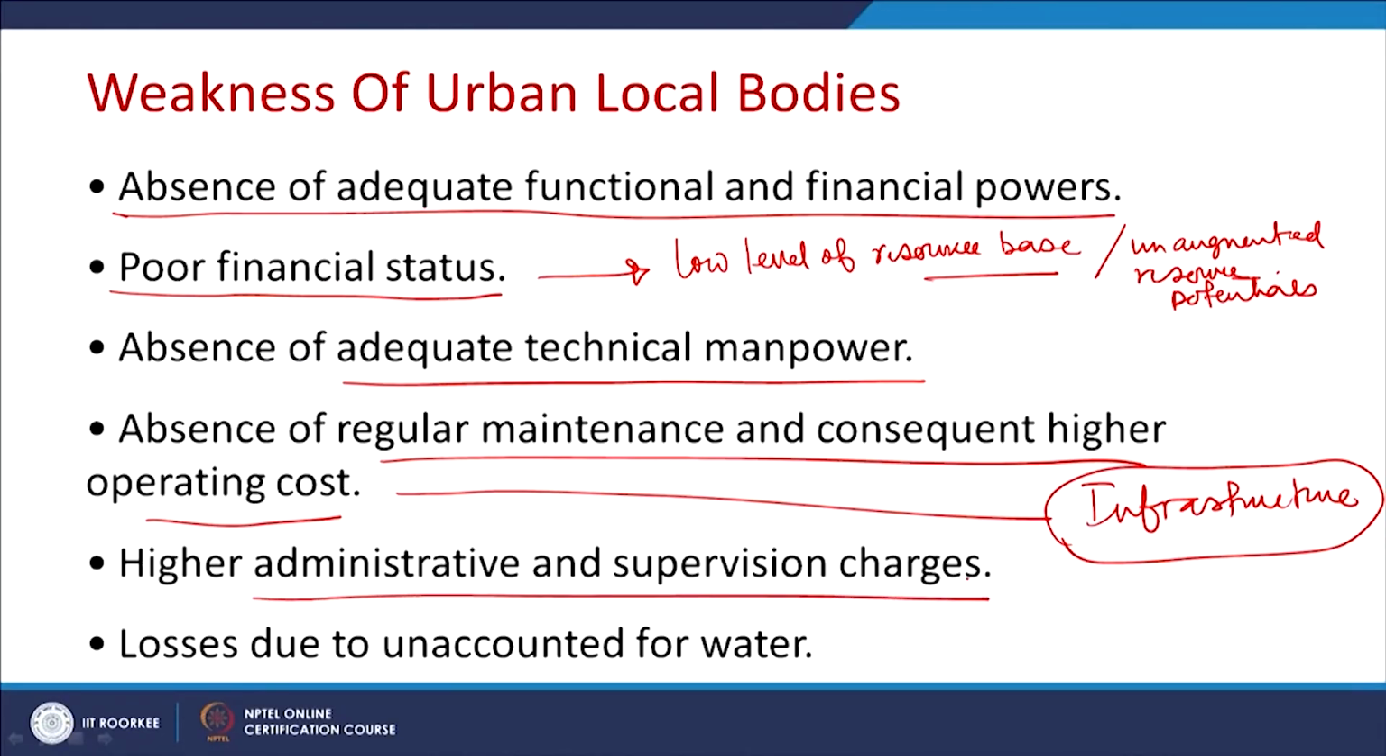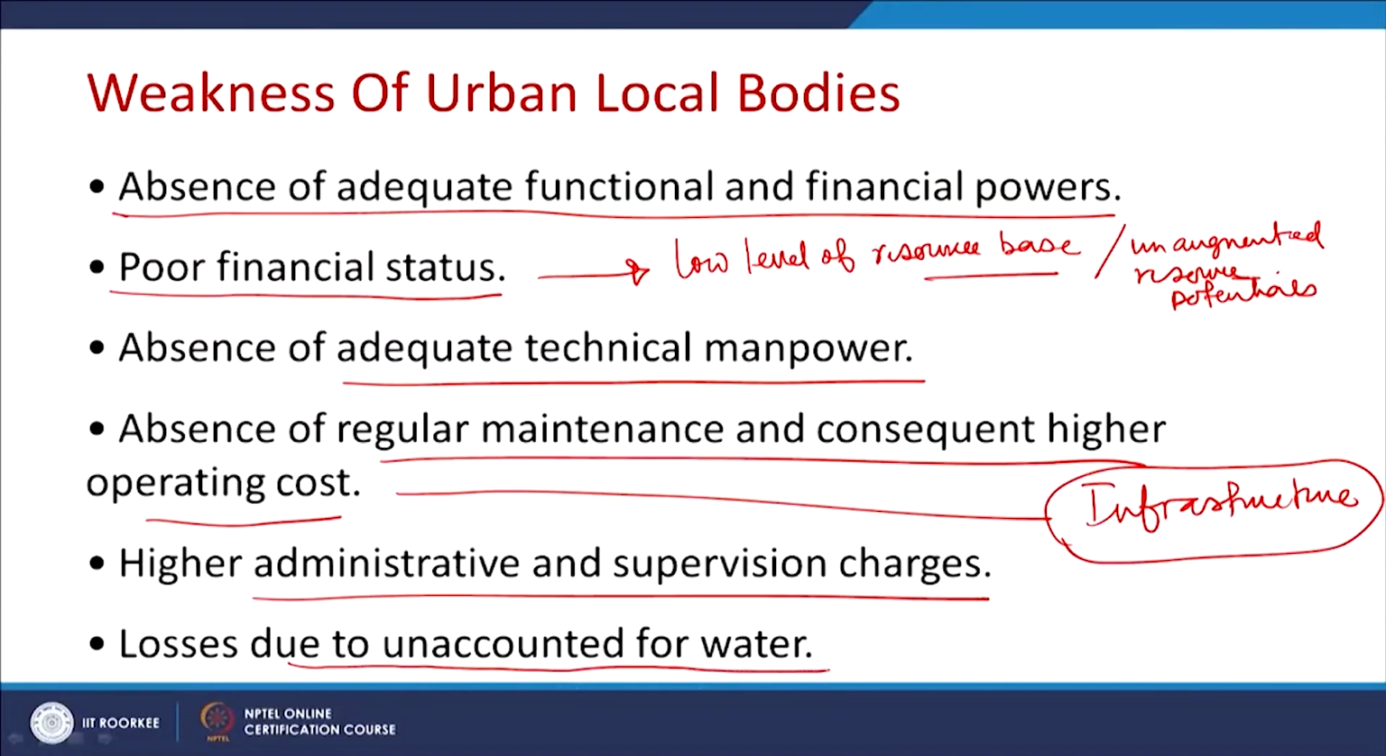Then higher administrative and supervision charges. It is also applicable for local government, because local government sometimes cannot deliver the supervision and administration for the projects, and sometimes they hire an outside agency. So, that causes a lot of extra expenditure. And then losses due to unaccounted for water and other services. This kind of losses and leakages also leads to various kinds of wastage of resources.